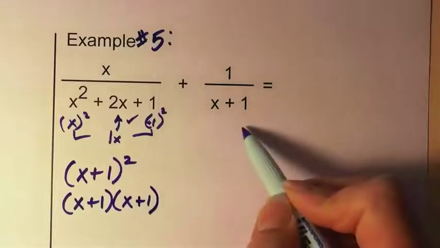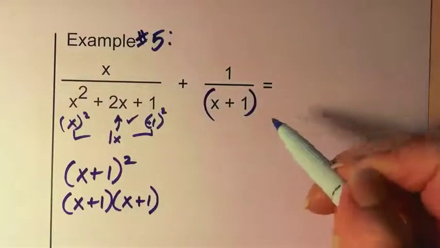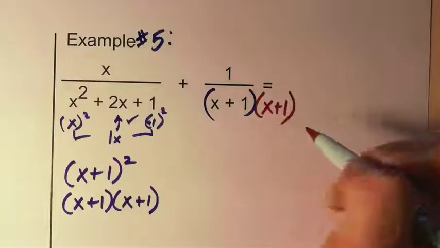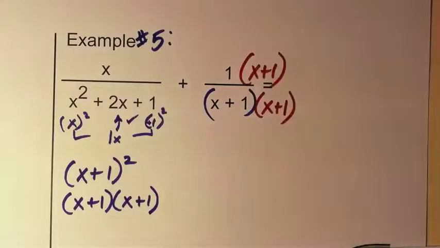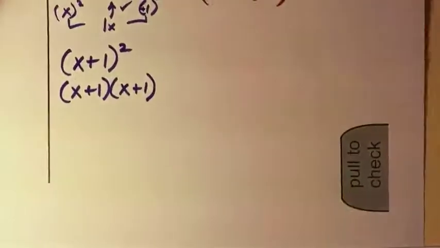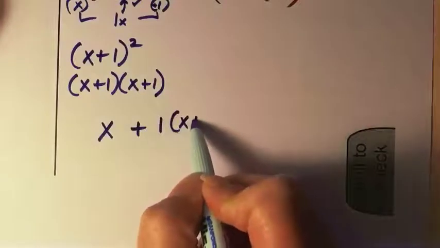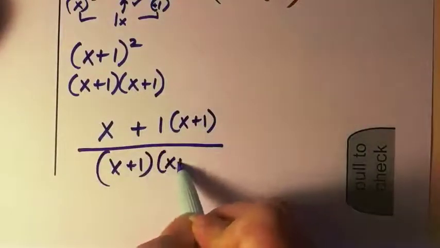And on the denominator on this side, you have just x plus 1, which means this one is missing an x plus 1. I'm going to give it an x plus 1. Whatever you do to the bottom, you do to the top. So let's go ahead and simplify that. This now becomes x plus a 1 times an x plus 1 over x plus 1 times x plus 1.